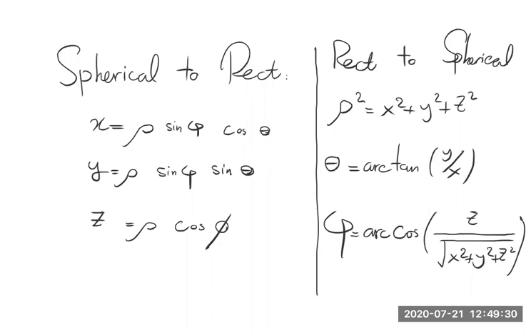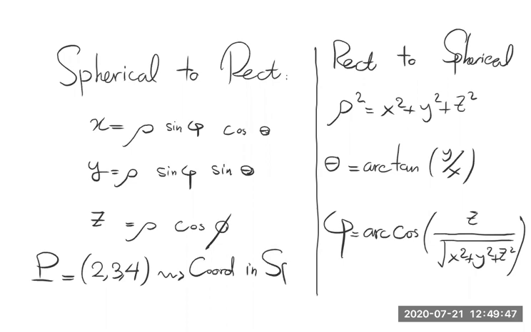Okay, so let's use these coordinates. For example, if you have a point P, (x, y, z) equal to, say, (2, 3, 4), find the coordinates in the spherical coordinate system. Okay, that might be a simple question in the exam. So (2, 3, 4), we want to find it in spherical coordinates.